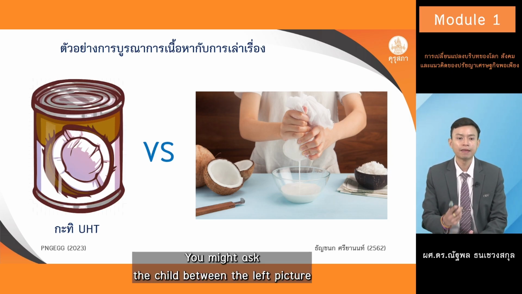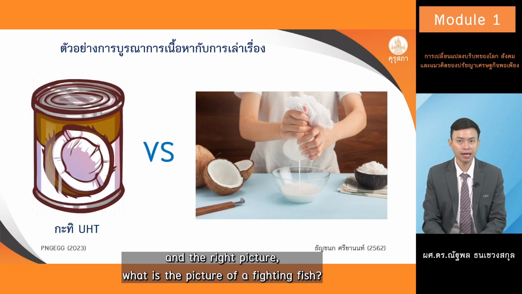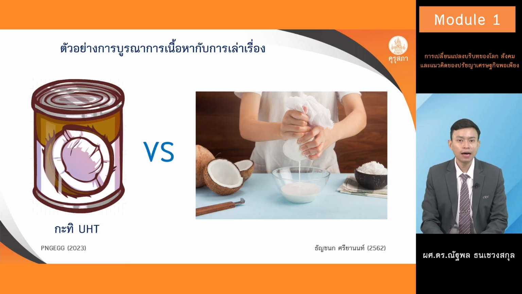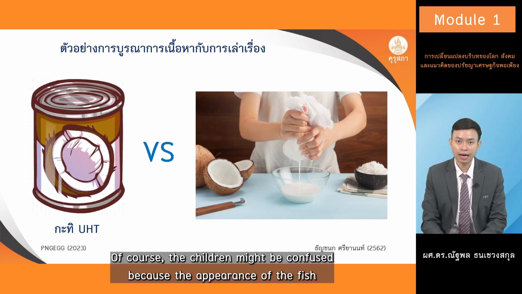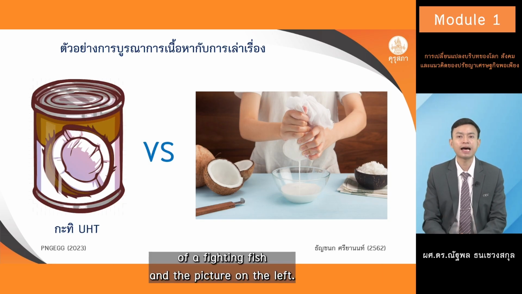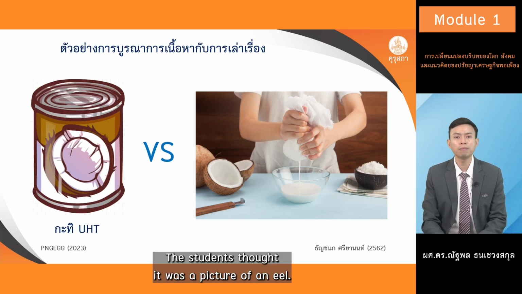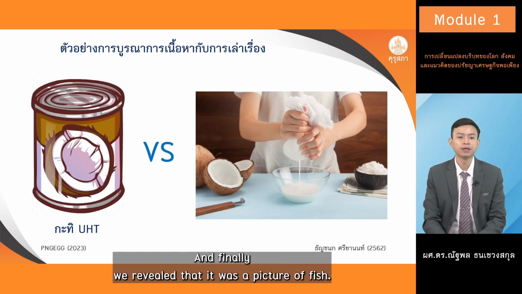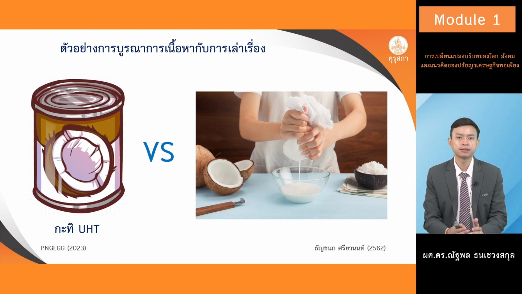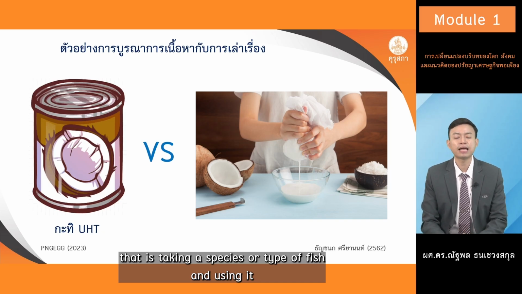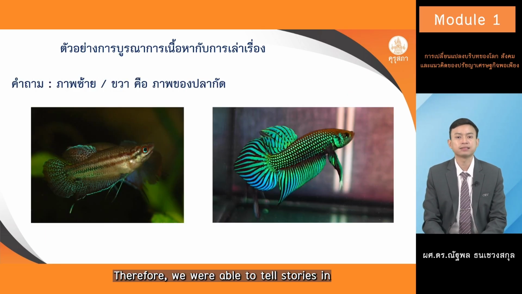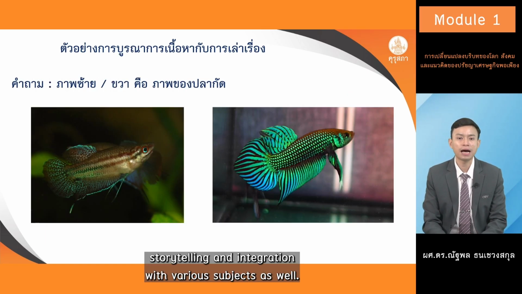The teacher might ask the children, between the left picture and the right picture, which is the picture of a fighting fish? Of course, the children might be confused because the appearance of the fish is similar. The teacher answers that the picture on the right is a fighting fish and the picture on the left, the students thought, was an eel, but finally we reveal that it was a picture of a fish. Therefore, ancient people had some intelligence, that is, taking a species of fish and using it to make a kind of snack that we call pla krim kai turtle. So we are able to tell stories through storytelling and integrate various subjects as well.